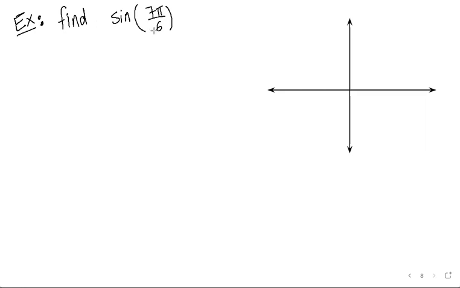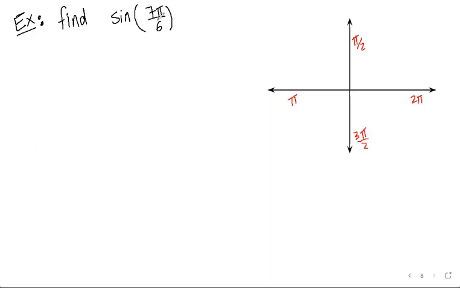What is 7 pi over 6? In which quadrant? On the second one? Second one. Okay, let me check. So this is 0. This is pi over 2. This is pi. This is 3 pi over 2. And this is 2 pi.